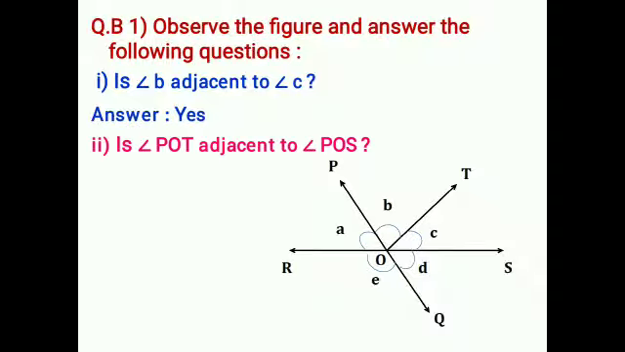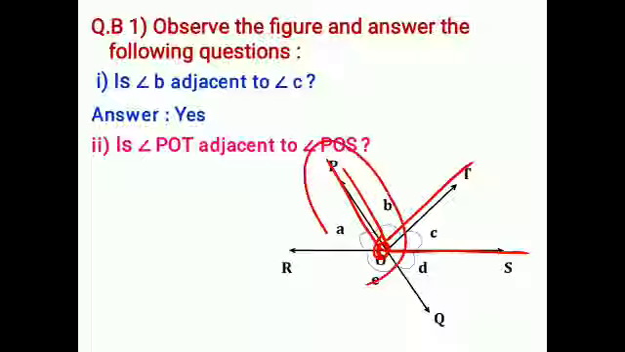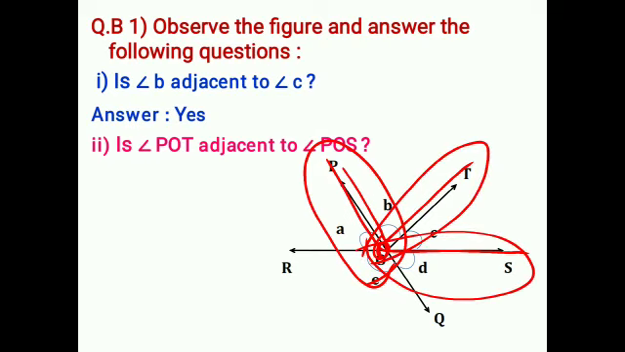So now next example, is the angle POT adjacent to angle POS? So here POT is this, POS is this. Now in these angles, see, a common vertex is what here? Point O. So first condition is satisfied. Now second condition is what here? Which one is the common arm here? OP. Correct. This one is the common arm. Non-common arms are OT and OS. So third condition is what here? Non-common arms are exactly opposite to the common arm.